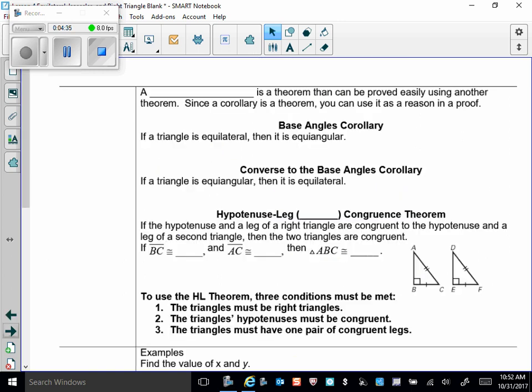Okay, so now I've got this, and I'm pretty sure I talked about a corollary in a previous lesson, so this is a little bit out of place. A corollary is a theorem that can be proved easily using another theorem. Since a corollary is a theorem, you can use it as a reason in a proof. So our first corollary is, and if you're thinking, well, why is something a corollary as opposed to a theorem? Why is something a postulate as opposed to a theorem? Those are all great questions and something I would encourage you to research.